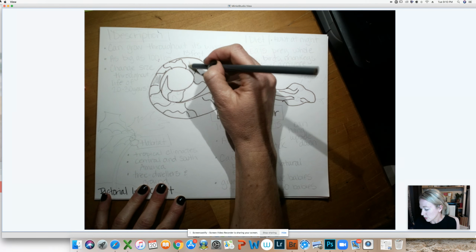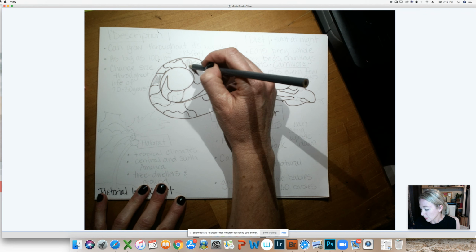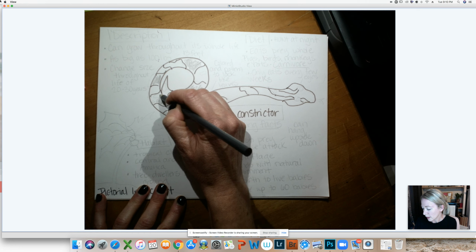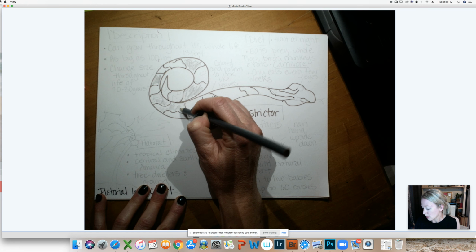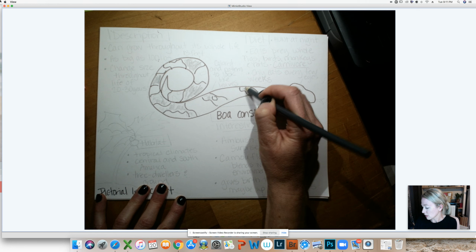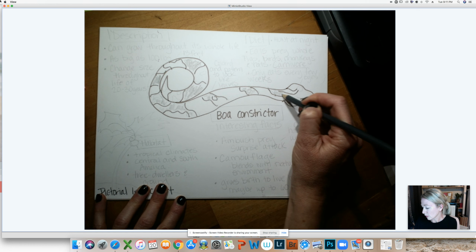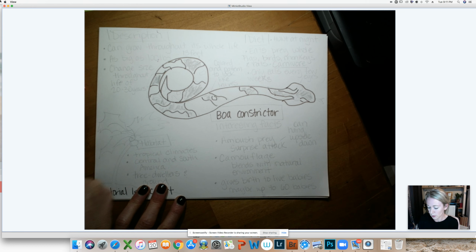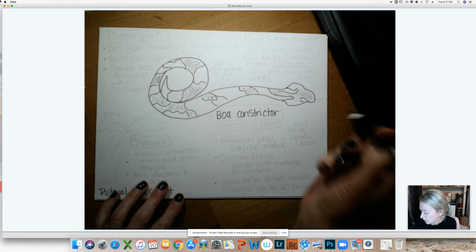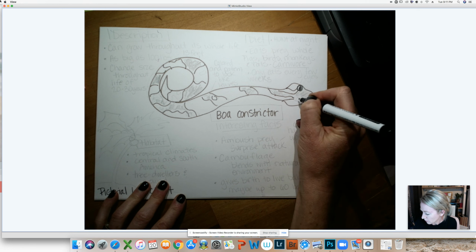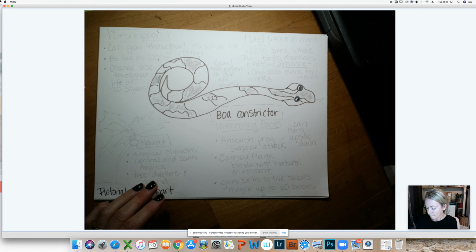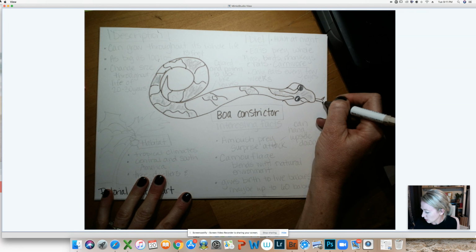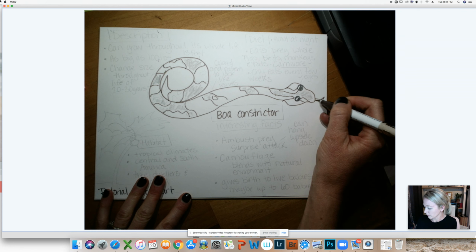So boa constrictors are gray in color, they are brown, they have stripes that look a little something like this. Teachers, you don't even have to finish this portion right here. So we can just get the details down for this guy. I almost made his tongue blue. Pretty sure they don't have blue tongues. Maybe they do. I'm not sure.